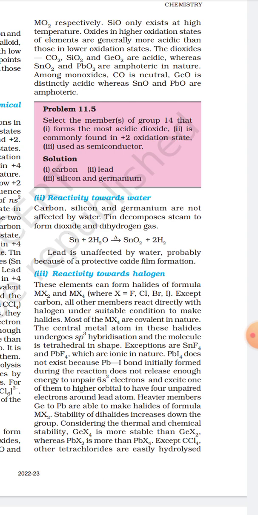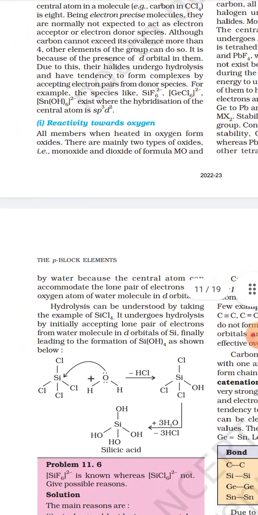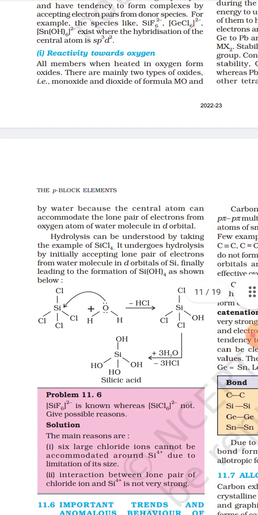Except the tetrachloride of carbon, other tetrachlorides are easily hydrolyzed by water because the central atom can accommodate the lone pair of electrons from the oxygen atom of the water molecule in the d orbital. Hydrolysis can be understood by the example of silicon tetrachloride. It undergoes hydrolysis by initially accepting the lone pair of electrons from the water molecule in the d orbitals of silicon, finally leading to the formation of silicon dioxide.